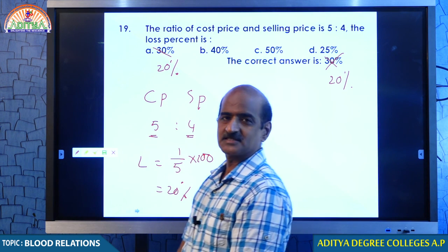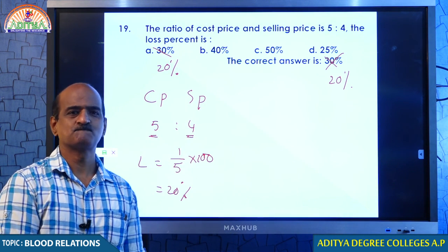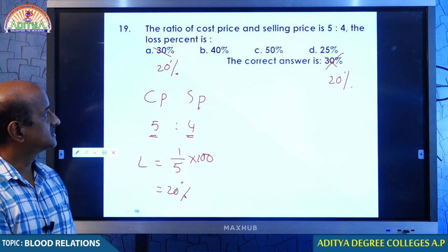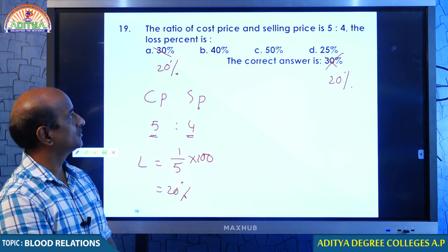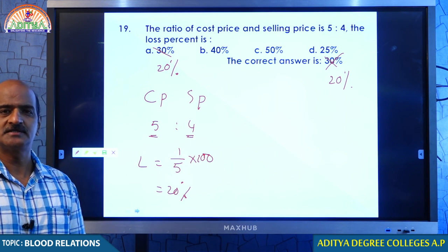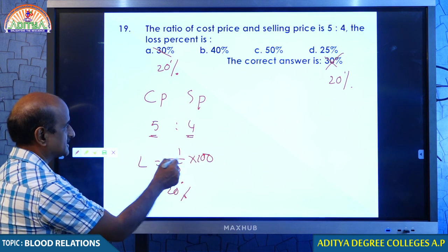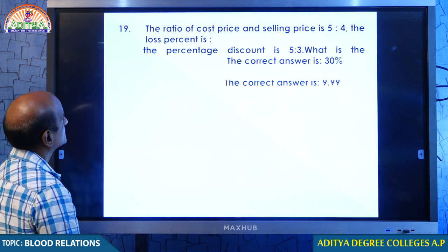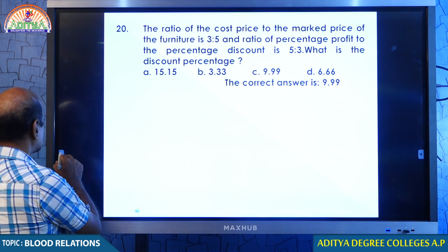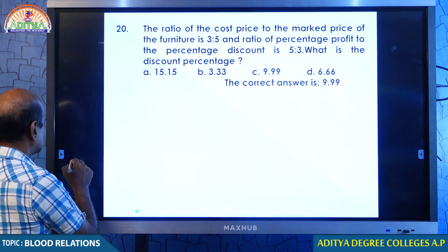Cost and selling prices are in the ratio 5:4. More cost, selling price is less. So, obviously, you incur a loss. The loss percent is loss by CP into 100, which is 20%. Come on students, question number 20 is not a very big issue, my dear students. You can easily get this one.